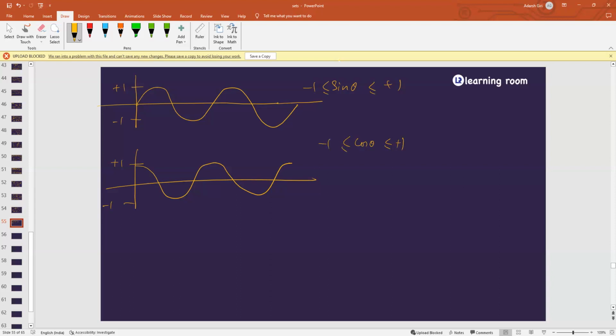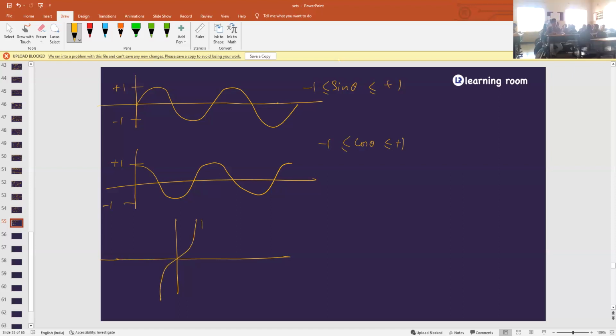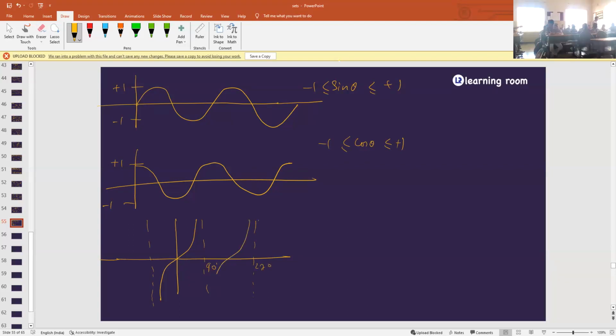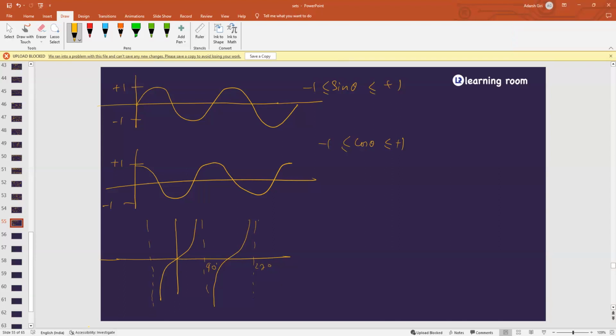All right. Third thing. This is the tan curve. Tan curve is undefined at 90 degrees. At 90 degrees, tan is undefined, so the curve cannot meet this line. Okay. Again, this is 270 degrees. Undefined. It goes this way. This is the tan curve.